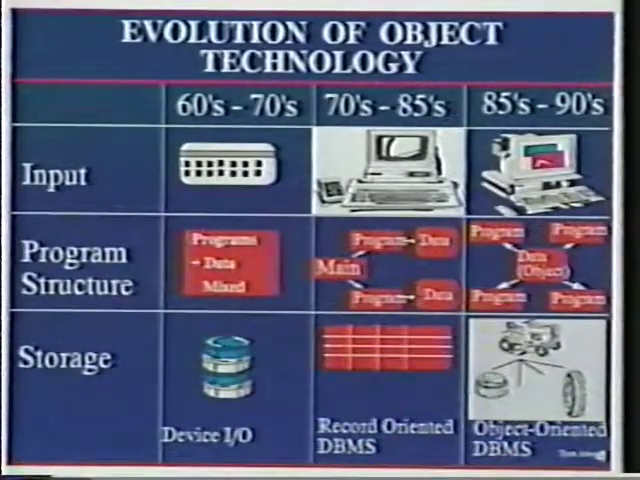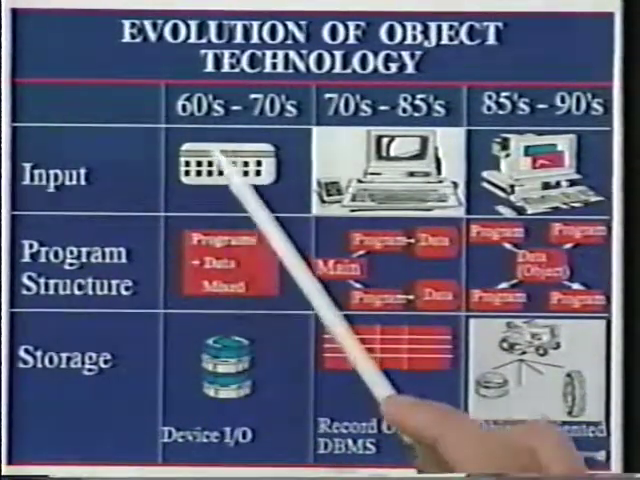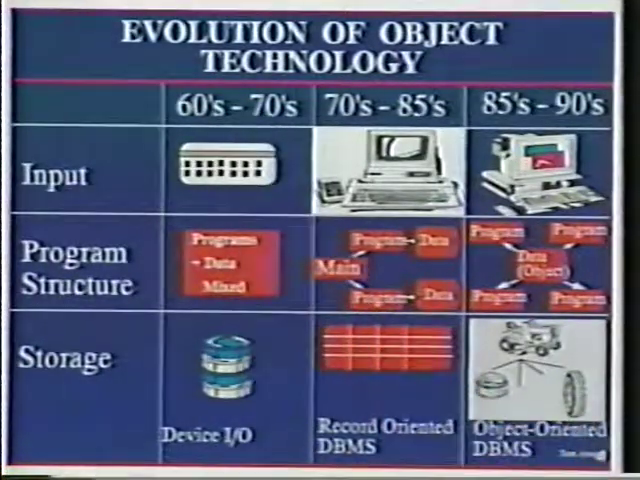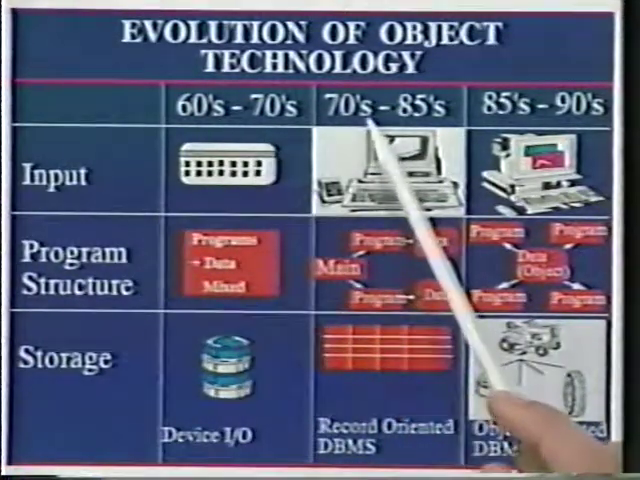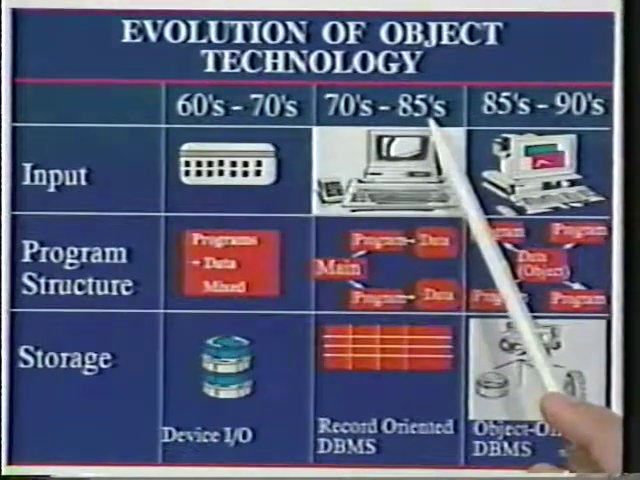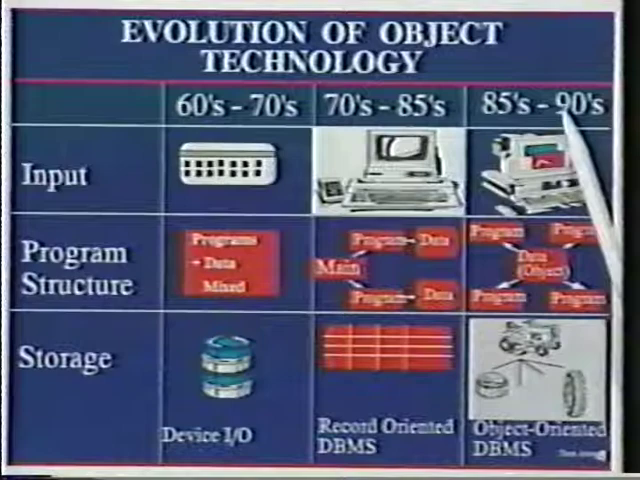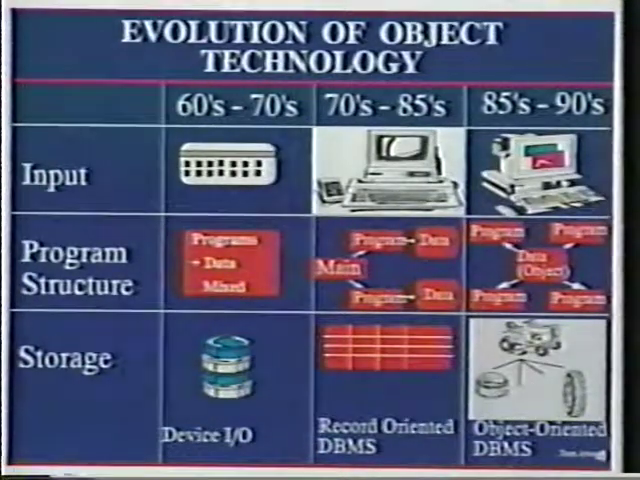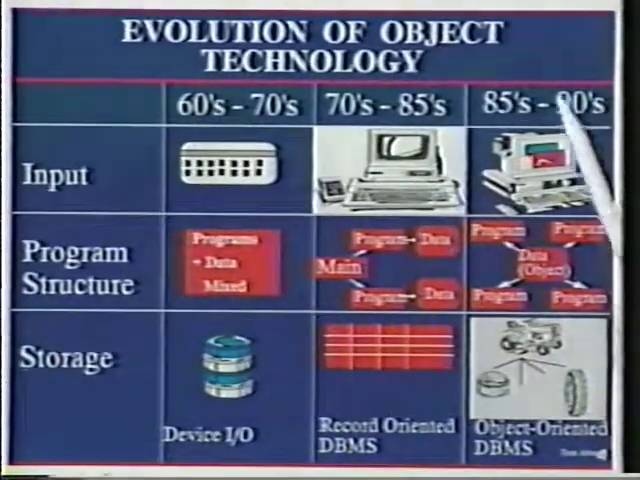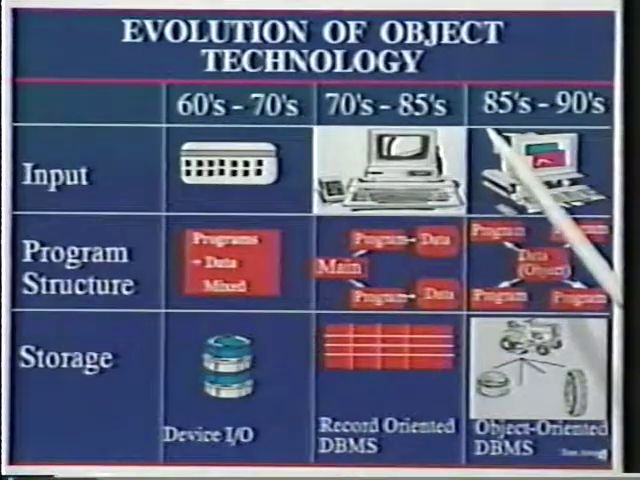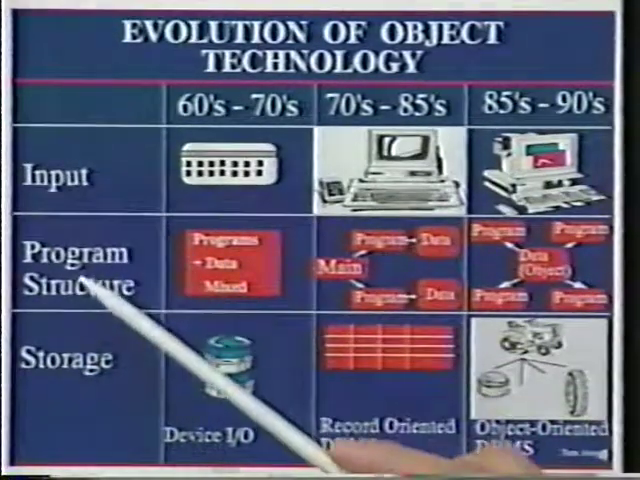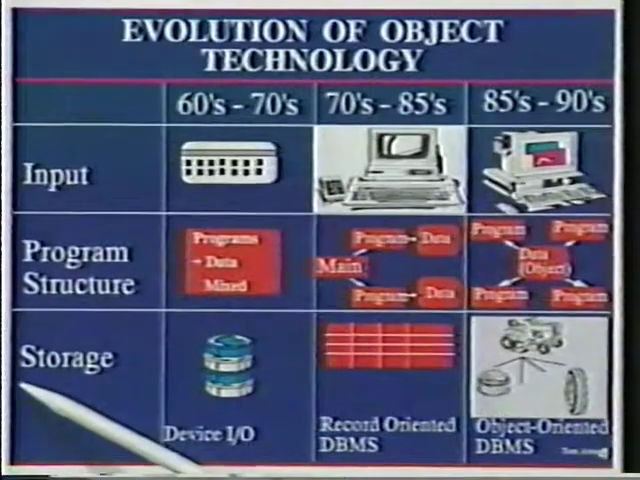First, the evolution of object-oriented technology. This particular evolution I will divide into 4 decades. First, the 60s to 70s I will call the early period. From the 70s to 85s I will call the medieval era. From 85s to 90s I will call the coeval era, and from the 90s onwards I will call the future. And I will place an emphasis on 3 areas: the input, program structure, and the storage.